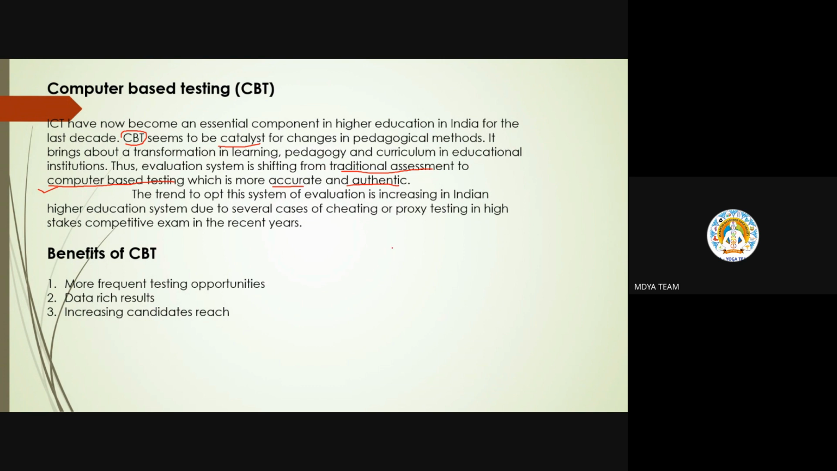The trend to opt for this system of evaluation is increasing in the Indian higher education system due to several cases of cheating or proxy testing. You are aware of that, cheating or proxy testing in high-stake competitive exams in recent years. So why are CBTs used? It is more accurate and authentic. It eliminates cheating and proxy systems. Now, what are the benefits? More frequent testing opportunity, data-rich results, increasing candidates' reach.